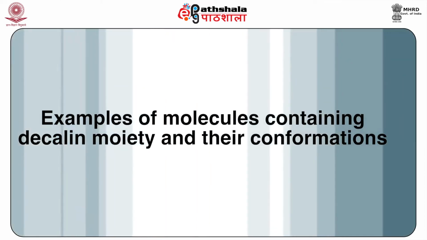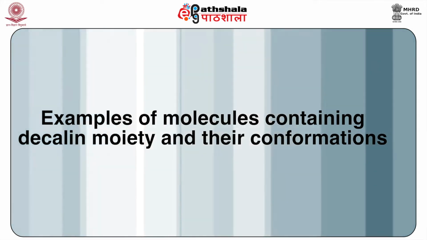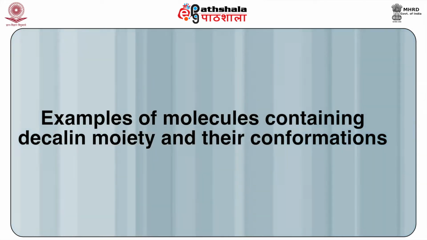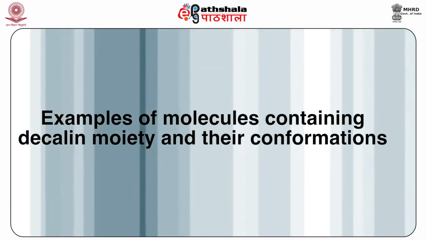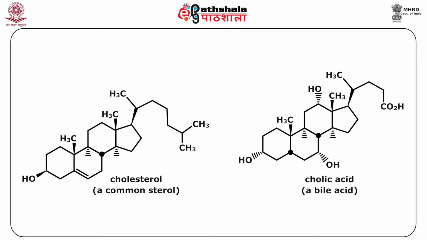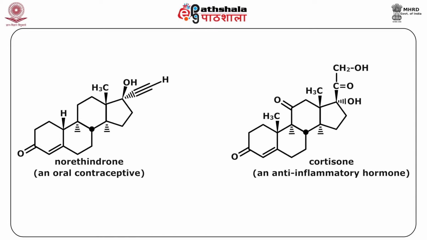Let us see now some examples of natural molecules which contain decalin as their structural moiety, and their conformations. The decalin moiety normally appears frequently in natural products like steroids, terpenes and alkaloids. The molecules shown here are cholesterol, cholic acid, progesterone, testosterone and a couple of other molecules, where you can easily identify the two hexagons which are fused together, that is the decalin moiety.